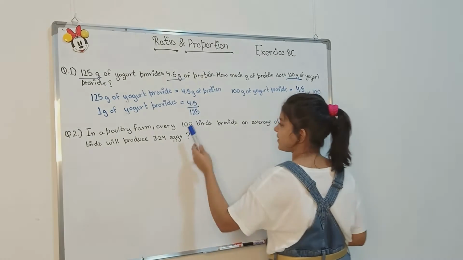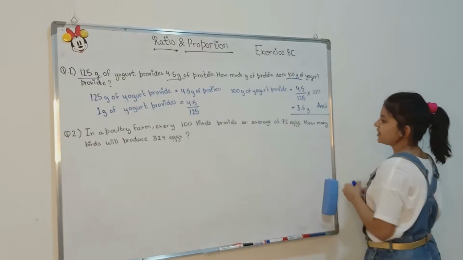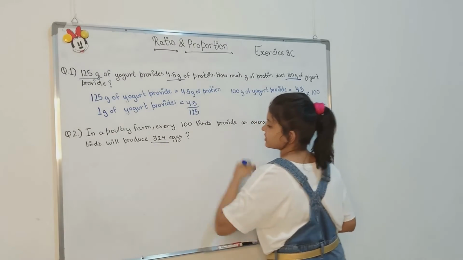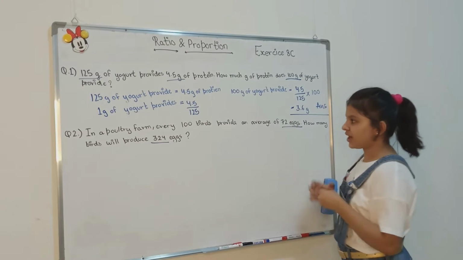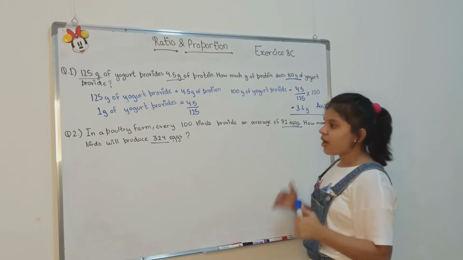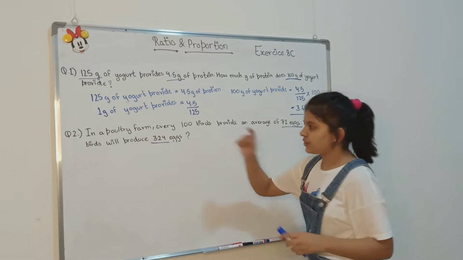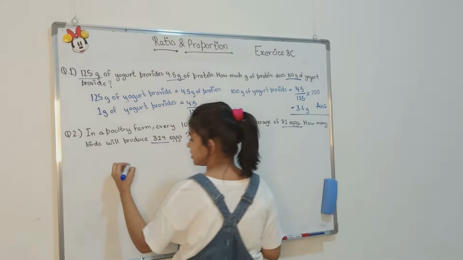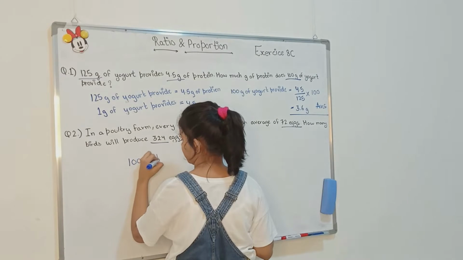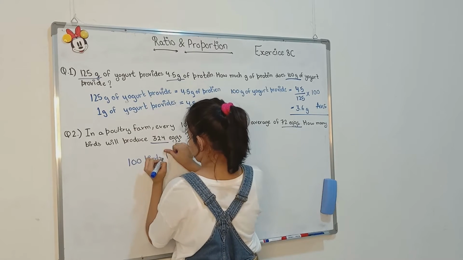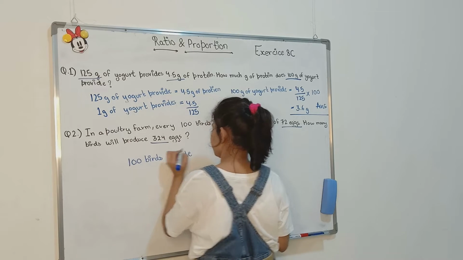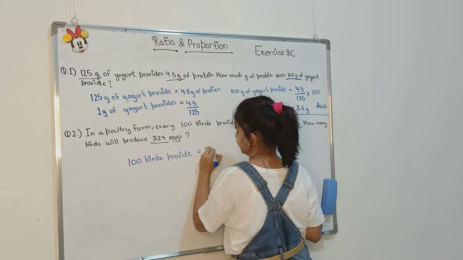In a poultry farm, every 100 birds provide an average of 72 eggs. How many birds will produce 324 eggs? So here in the poultry farm, every 100 birds are providing an average of 72 eggs. They are asking how many birds will provide 324 eggs. So let's start. 100 birds provide is equal to 72 eggs.